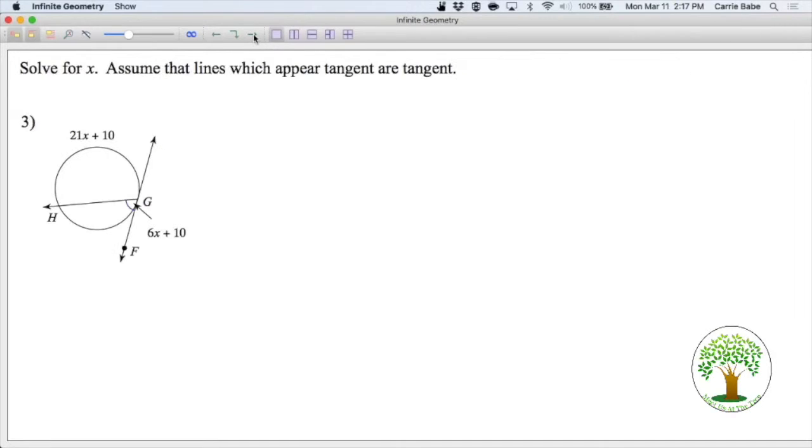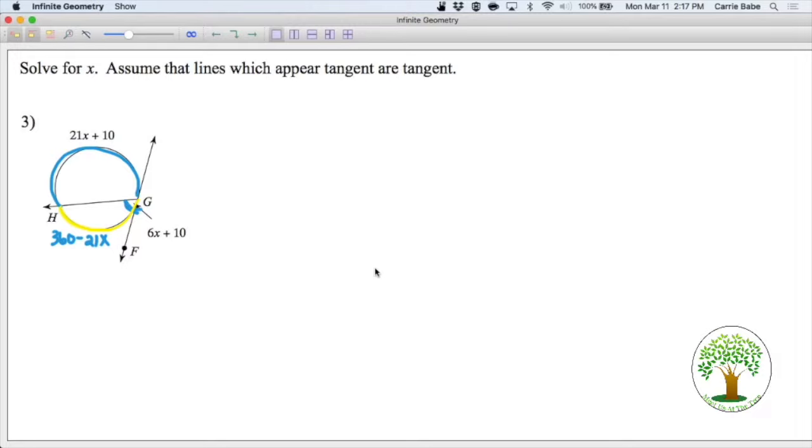All right, number 3 is very much like the other one. We're looking for this angle right here, and that angle right there is 6x plus 10. This arc is 21x plus 10. How much is the yellow arc that I'm drawing right now? Well, we have to figure that out, right? By subtraction. Subtracting from what? 21x plus 10. Well, this angle measure is the 6x plus 10. So this yellow part is 360 minus 21x plus 10.